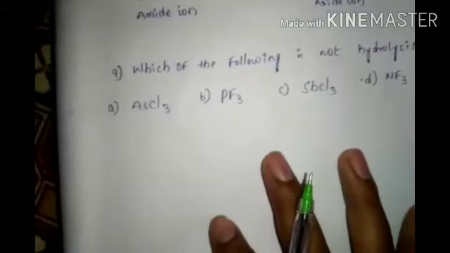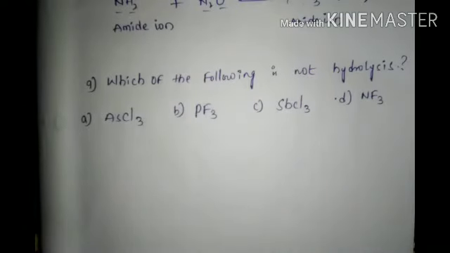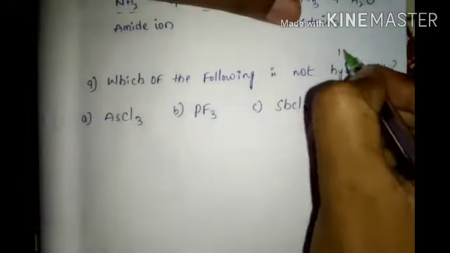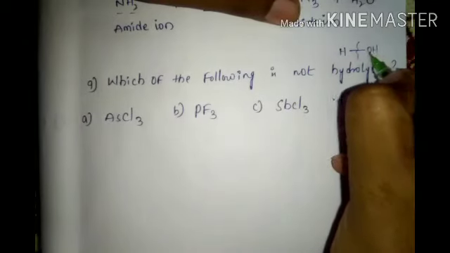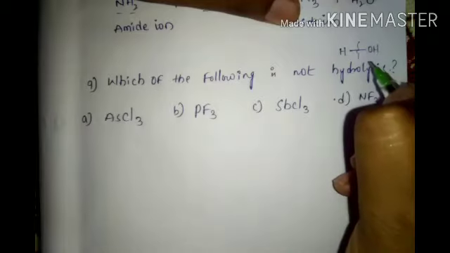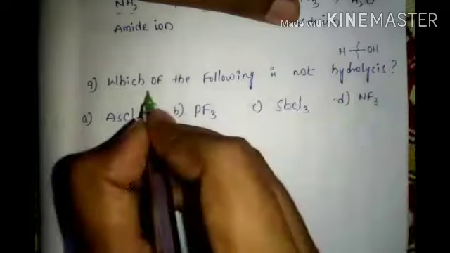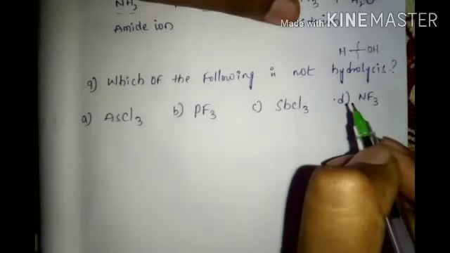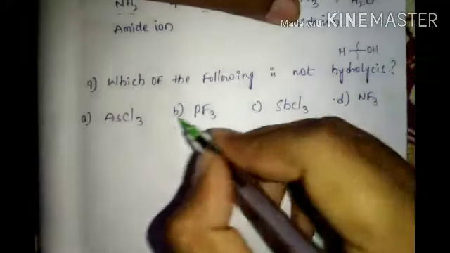Next, 9th question. Which of the following is not hydrolyzed? Hydrolyzed means reaction with water, HOH. The bond will break, OH will attach on one side and hydrogen on the other side. This is called hydrolysis. In these 4, which is not hydrolyzed?